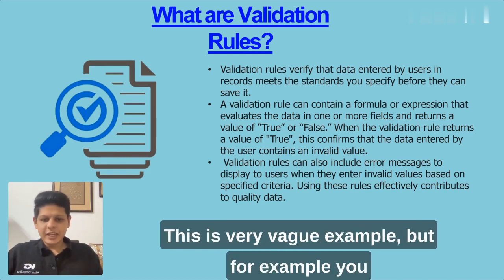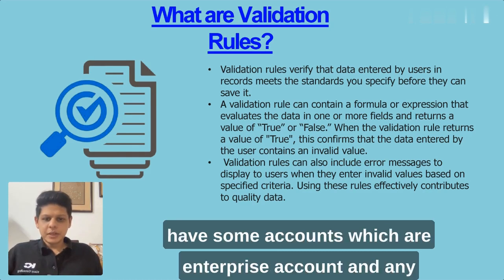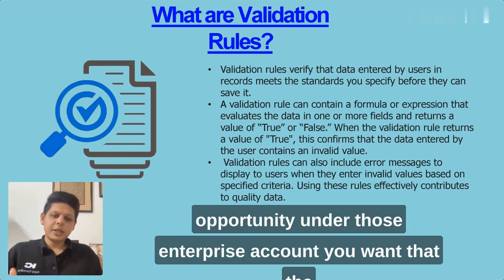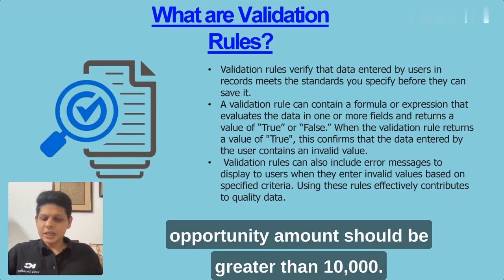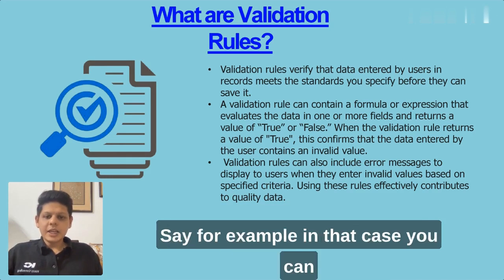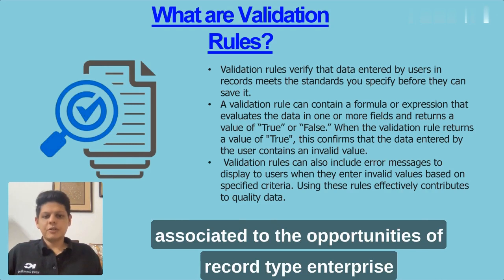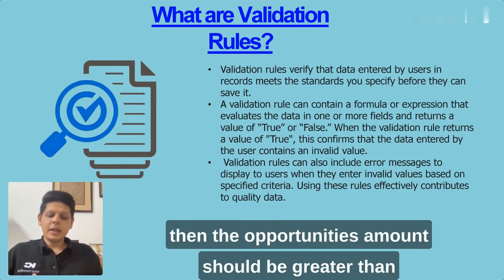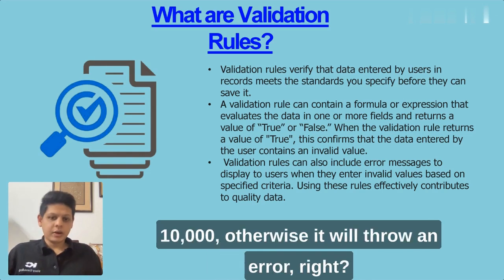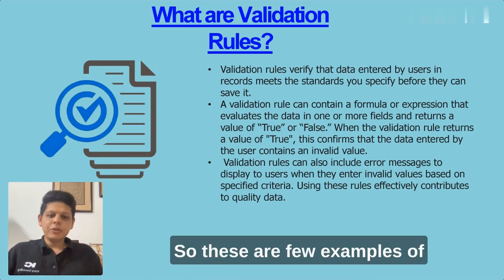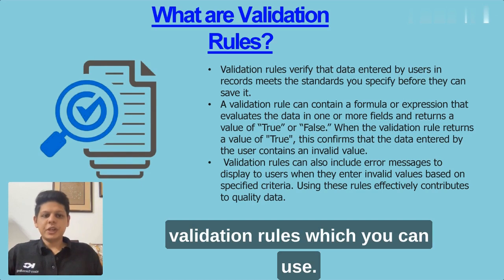And this is a very vague example, but say you have some accounts which are enterprise accounts, and for any opportunity under those enterprise accounts, you want the opportunity amount to be greater than 10,000. In that case, you can put a validation rule that if the account associated to the opportunity is of record type enterprise, then the opportunity amount should be greater than 10,000, otherwise it will throw an error. So these are a few examples of validation rules which you can use.